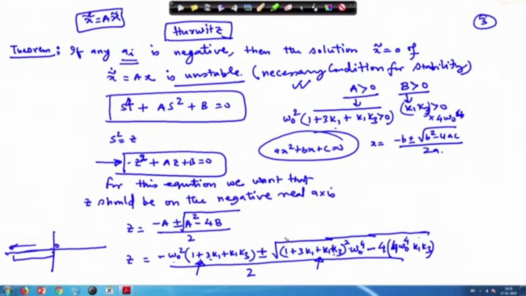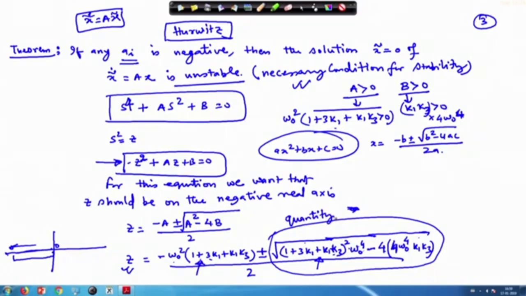So, for this z to be negative, the quantity which is present here should be greater than the quantity inside the square root sign. So, the quantity inside the square root sign should be positive. Why is it very obvious?